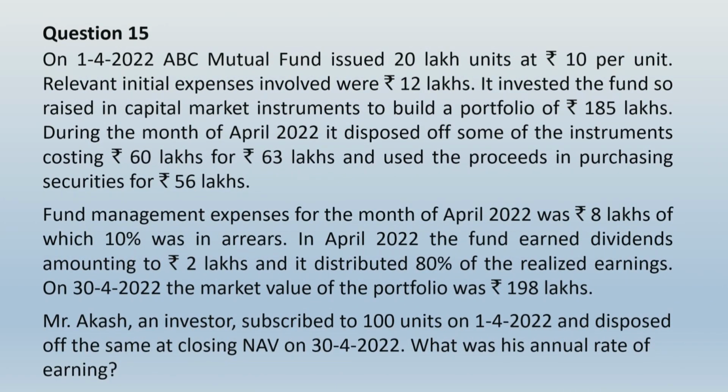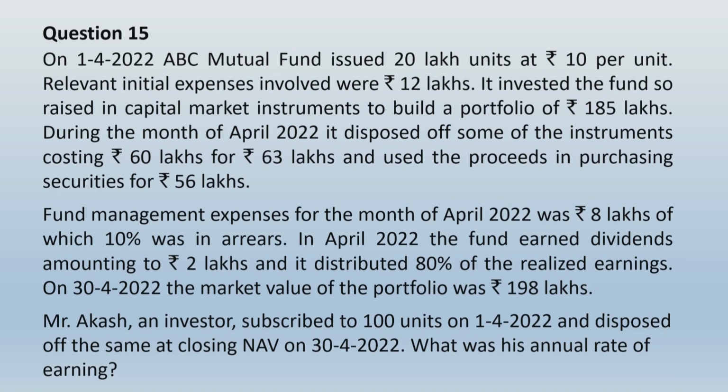On 1/4/2022, ABC Mutual Fund issued 20 lakh units at rupees 10 per unit. Relevant initial expenses involved were rupees 12 lakhs. It invested the funds so raised in capital market instruments to build a portfolio of rupees 185 lakhs. During the month of April 2022, it disposed of some of the instruments costing rupees 60 lakhs for rupees 63 lakhs and used the proceeds in purchasing securities for rupees 56 lakhs.